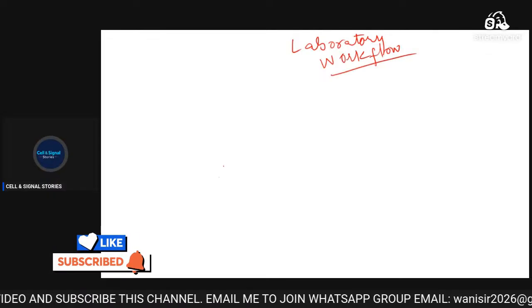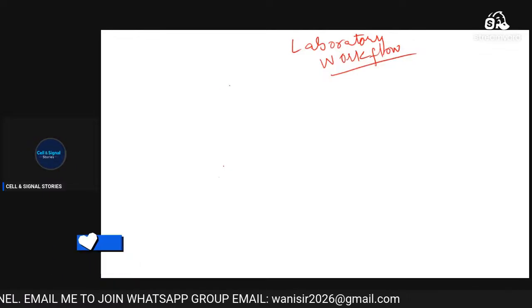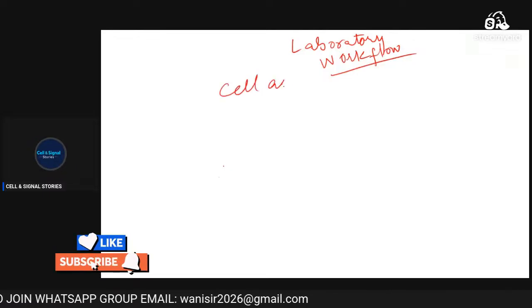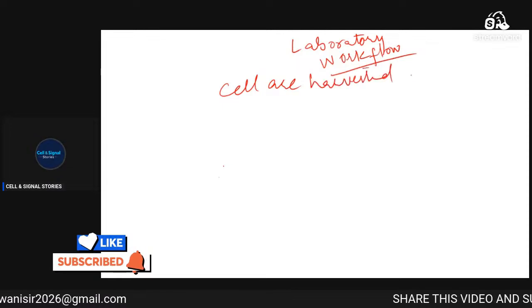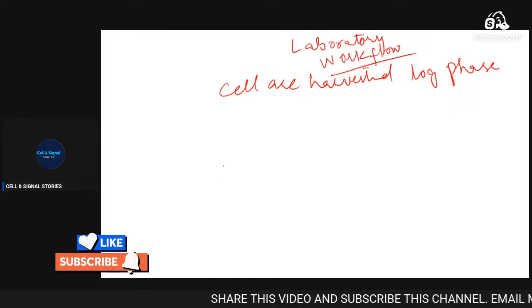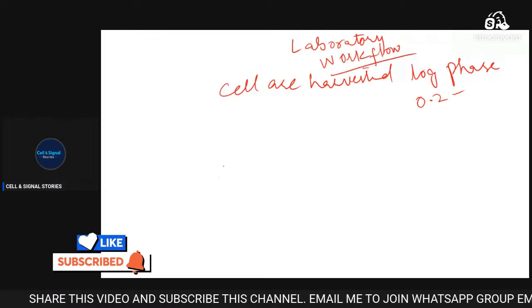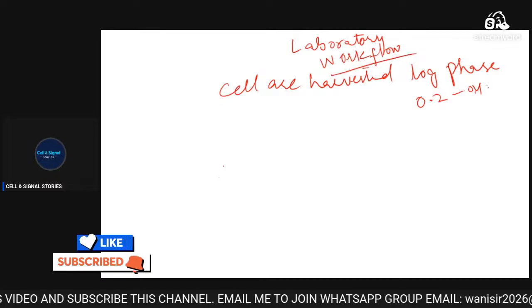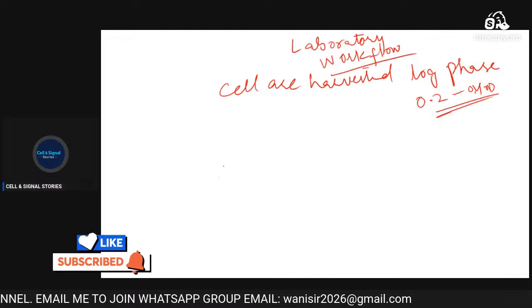First, cells are harvested. In which phase are cells harvested? In the previous video, I told you that cells are harvested in the log phase. And what is the OD at that time? It is 0.2 to 0.4. This OD will tell you that the cells are in the log phase.